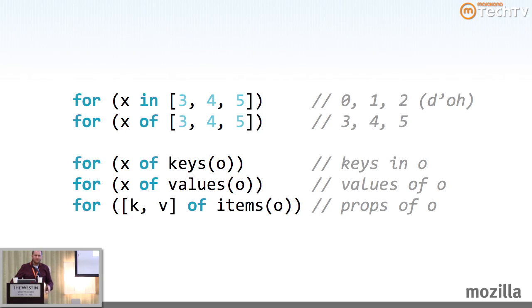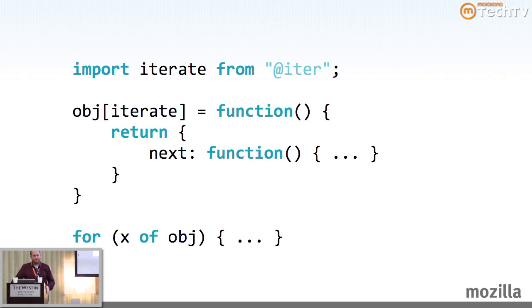And in fact, the for-of loop we're going to make extensible. So you can define your own custom sequences by defining what's called an iterator object. So if you add the iterate property to any object, and this is going to be a special shared name object, iterate, instead of polluting the public namespace, you can create your own custom iterator object, and now you can do a for-of loop over that object with whatever custom behavior you want.